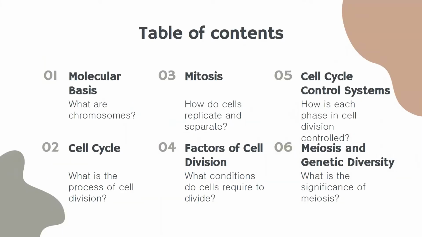Right, so here is the table of contents. Number 1, molecular basis: what are chromosomes? Number 2, cell cycle: what is the process of cell division? Number 3, mitosis: how do cells replicate and separate? Number 4, factors of cell division: what conditions do cells require to divide? Number 5, cell cycle control systems: how is each phase in cell division controlled exactly? And number 6, meiosis and genetic diversity: what is the significance of meiosis and how does meiosis contribute to genetic diversity?